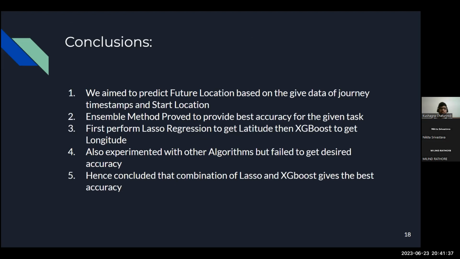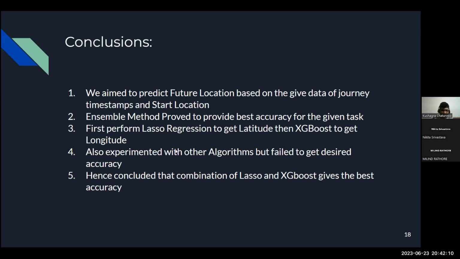The conclusions here are, we aim to predict the future location based on the given data of journeys. That data included journey timestamps and start location, and we have to predict the end location. We worked on the ensemble method that was suggested to us, and that ensemble method provided the best accuracy possible here. First we performed the lasso regression to get the latitude, and then we performed XGBoost to get the longitude.